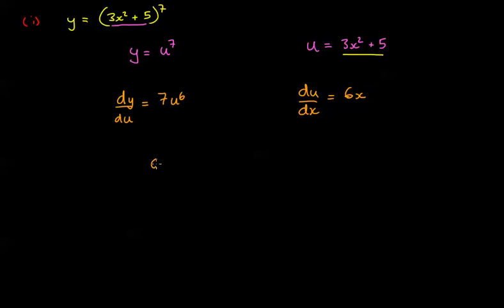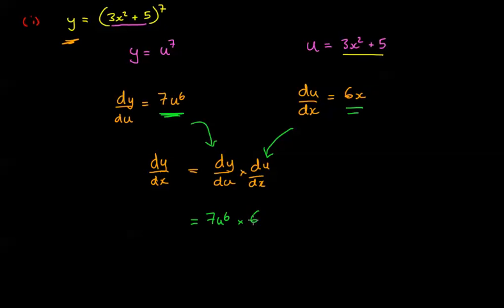And what does the chain rule say? Well, the chain rule says if you want to find the derivative of y with respect to x, which is what we actually want, that's the same as doing dy by du times du by dx. Think about what cancels out here. What is dy by du? We just worked it out, 7u to the power 6. So I'm going to put that here. So that equals 7u to the power 6 times du by dx, which is 6x, so I'm going to replace that with 6x.